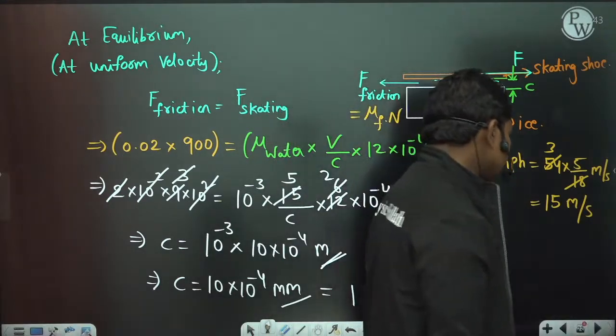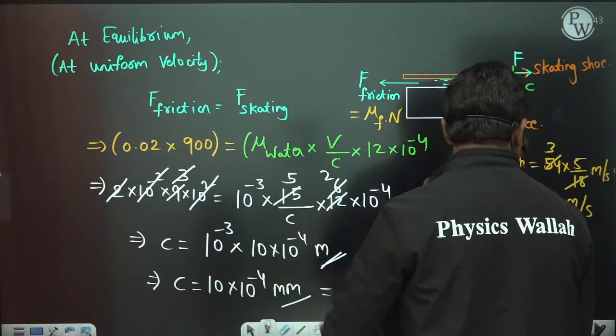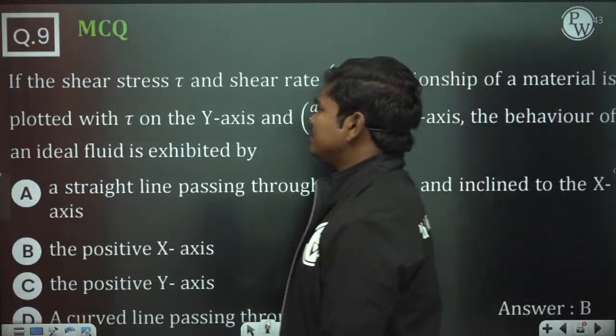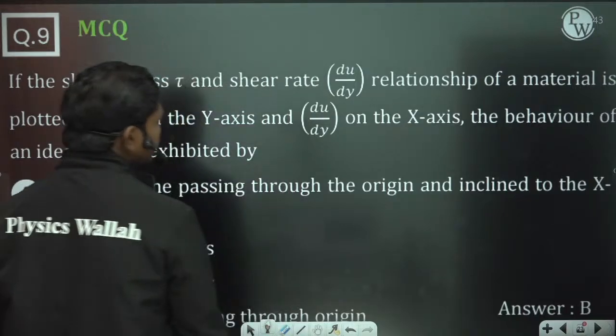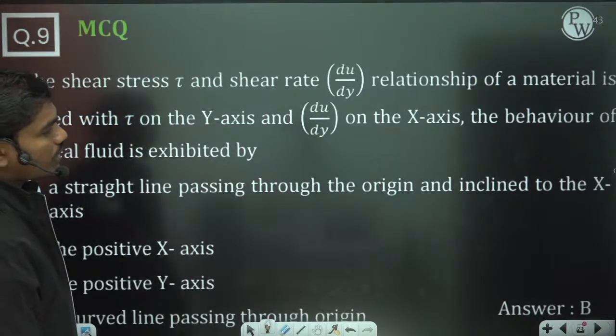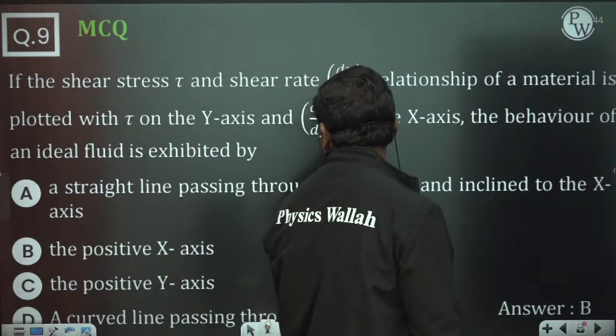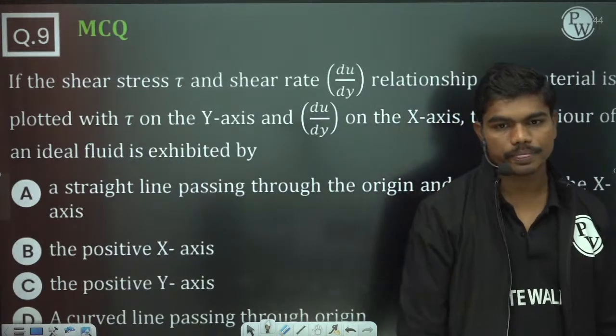Okay, good explanation. Thank you. So now let us go for this question. So this is basically 1 into 10 to the power minus 3 mm. So let us go for the next question. If shear stress tau and shear rate du by dy relationship of a material is plotted with tau on the y-axis and du by dy on x-axis, the behavior of an ideal fluid is exhibited by, they are asking you.